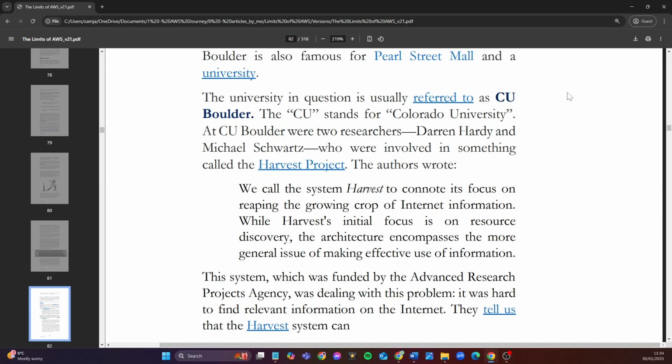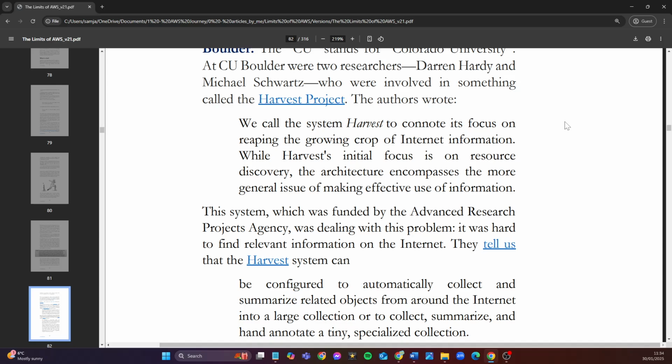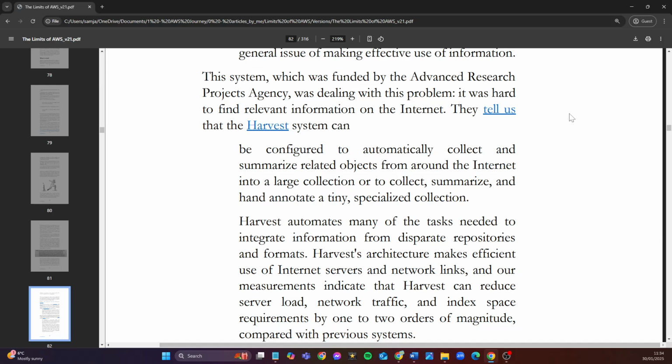The authors wrote, "We call the system Harvest to connote, meaning suggest, its focus on reaping the growing crop of internet information. While Harvest's initial focus is on resource discovery, the architecture encompasses the more general issue of making effective use of information." Darren Hardy and Michael Schwartz. This system, which was funded by the Advanced Research Projects Agency, ARPA, was dealing with this problem. It was hard to find relevant information on the internet.